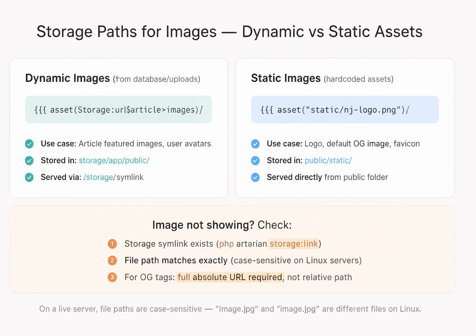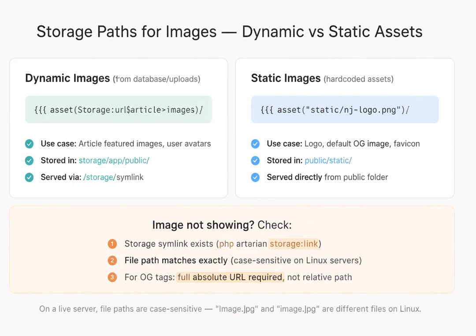When working with images in your project, there are two distinct categories to handle differently. Dynamic images, like article featured images or user-uploaded content, are stored in the storage folder and served through Laravel's storage symlink. You reference them using the asset helper combined with the storage URL. Static images, like your site logo or a default Open Graph image, live directly in the public folder and are referenced with just the asset helper and a direct path.